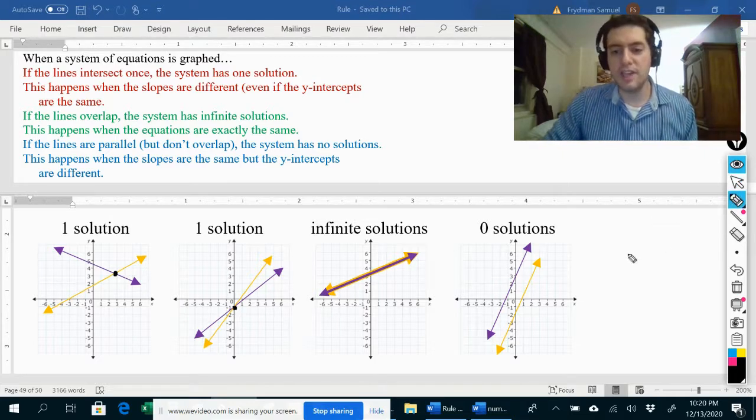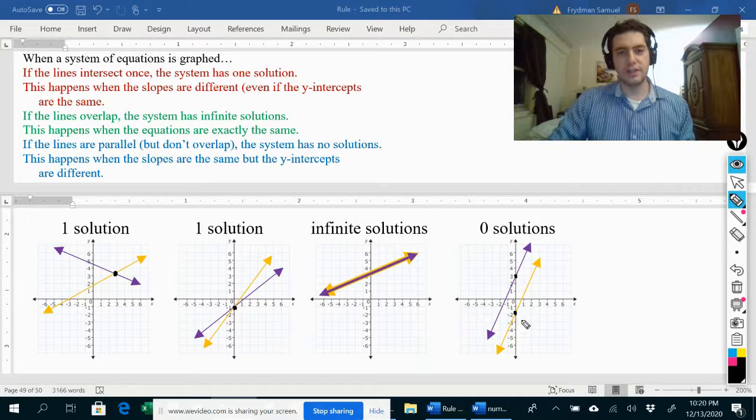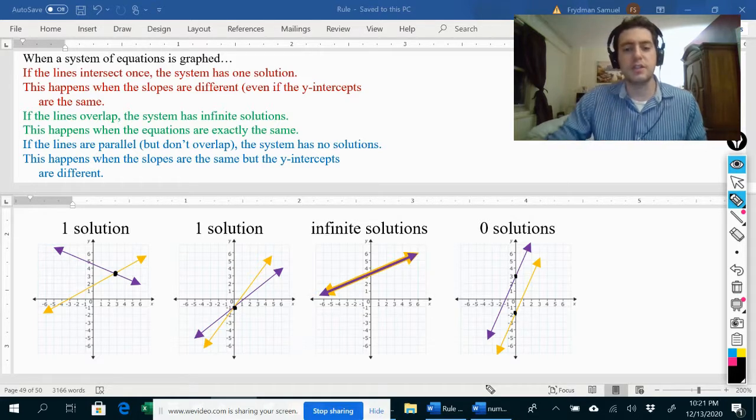But you can see here that the y-intercepts are different. This would be the y-intercept for the purple line. This would be the y-intercept for the yellow line. If the y-intercepts are different but the slopes are the same, then the lines are going to be parallel but they're not going to overlap. So we're going to have zero common points and therefore zero solutions to the system.